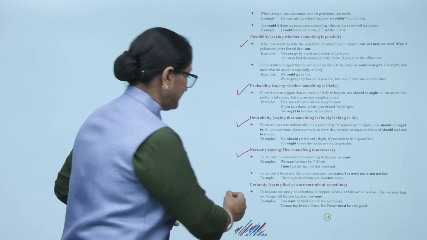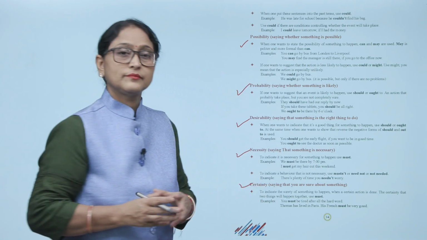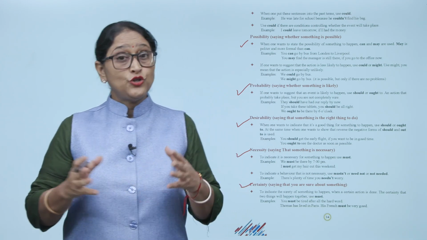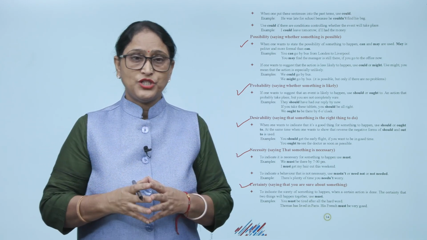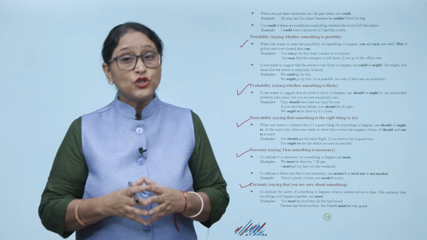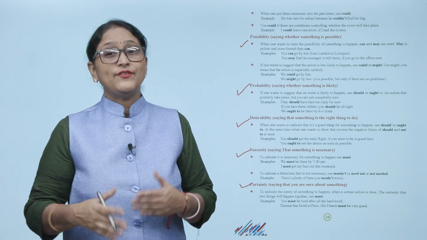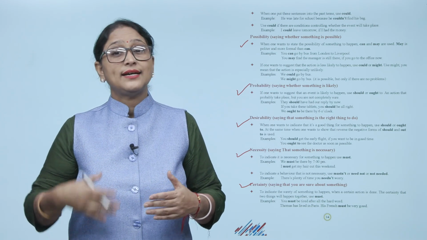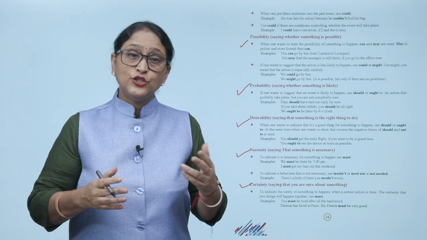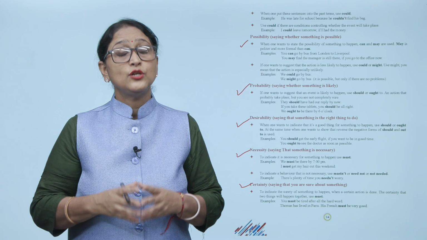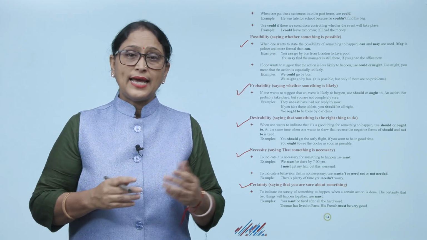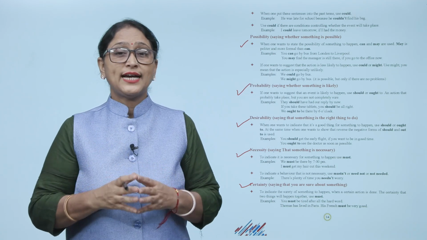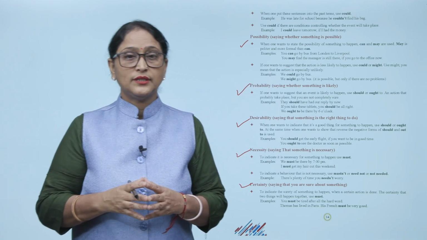Certainty. Saying that you are sure about something, जहाँ certainty है, होना ही होना है उस चीज़ ने. To indicate the surety of something to happen when a certain action is done. The certainty that two things will happen together, use must. जहाँ compulsory हो वहाँ must का होगा. Example, you must be tired after all the hard work.